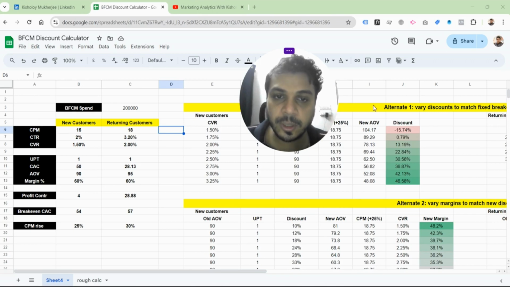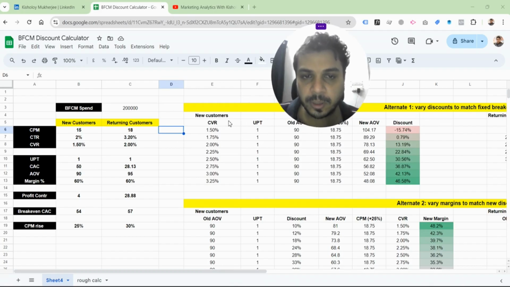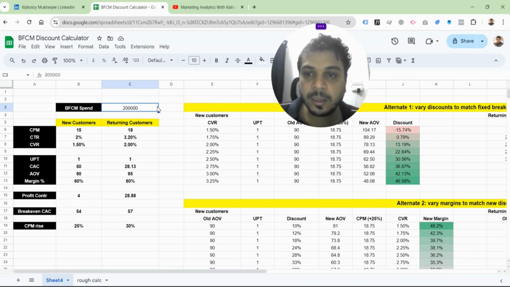So let's jump right into the calculator that I'm talking about. It's essentially pretty simple, but it's important to note the underlying concepts here. So let's start with the target spend. 200,000 is the target spend that has been taken for this particular analysis. Again, this can be in any currency, so it can be in dollars. This has been done keeping in mind US dollars as the currency.